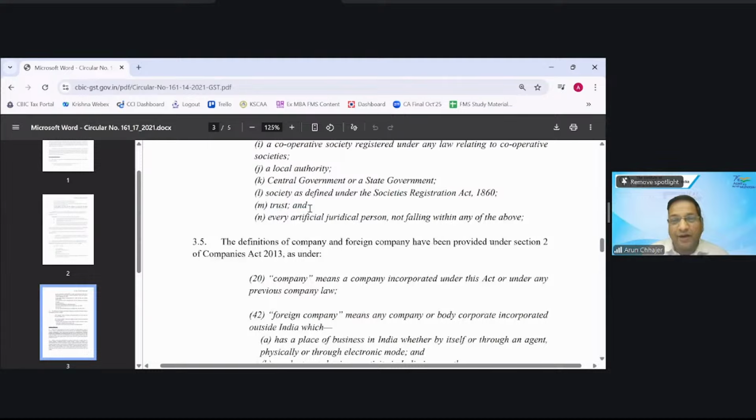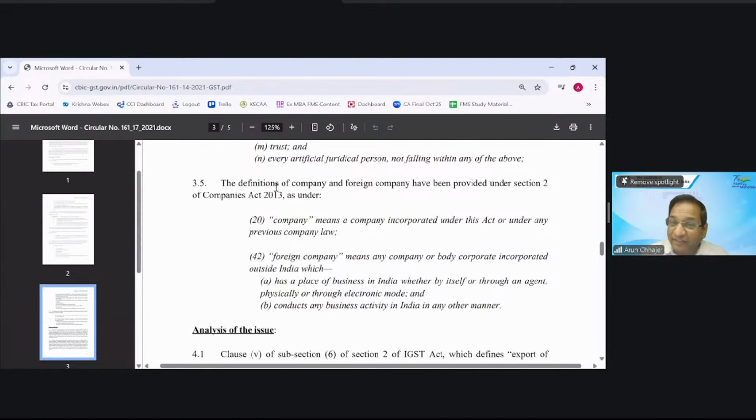Now they have interpreted the definition of the company and the foreign company as per the Companies Act. Company means any company incorporated under this Act or under the previous company law. And foreign company means any company or body corporate incorporated outside India, which has a place of business in India, whether by itself or through an agent, physically or through electronic mode, and conducts any business activity in India in any other manner.